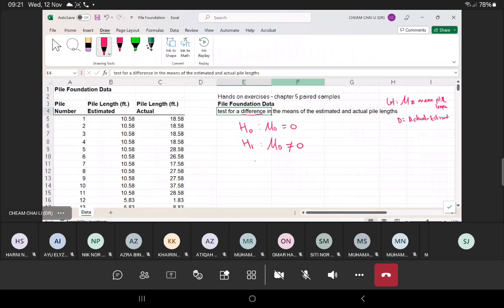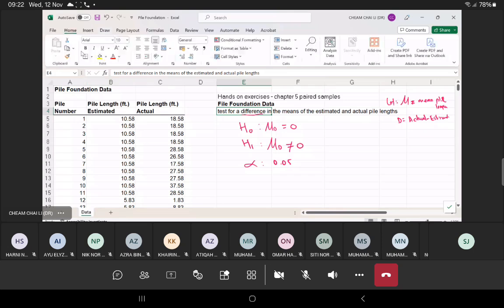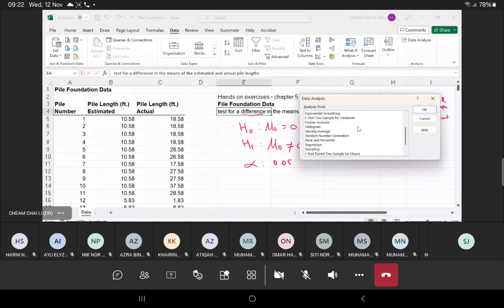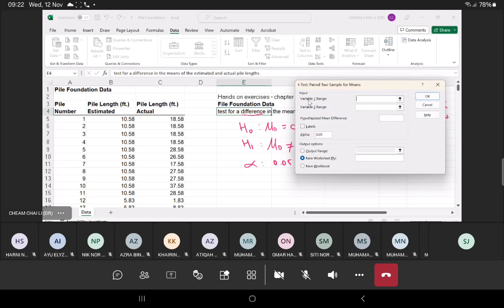Next. Alpha is 5%. Independent, ya. Yang independent tadi adalah yang kita guna two sample assuming unequal variances. So yang ni you guna PET sample, right? PET sample, and then you click that. Now you have this dialog box.